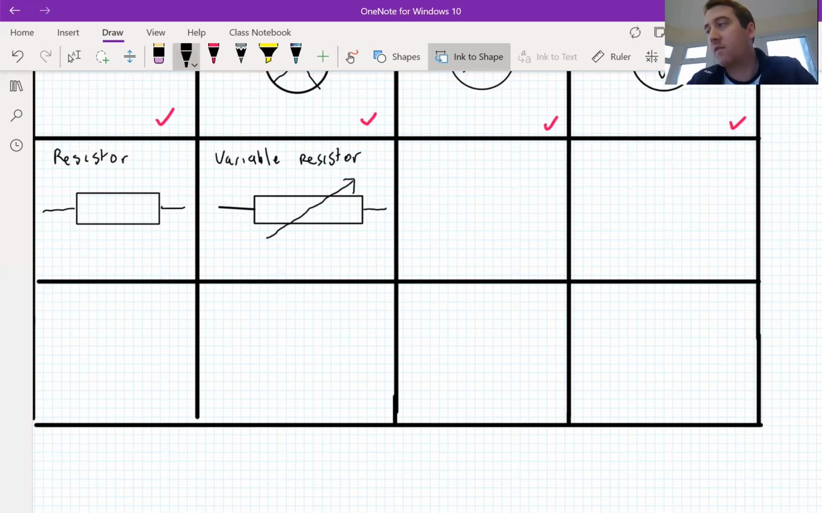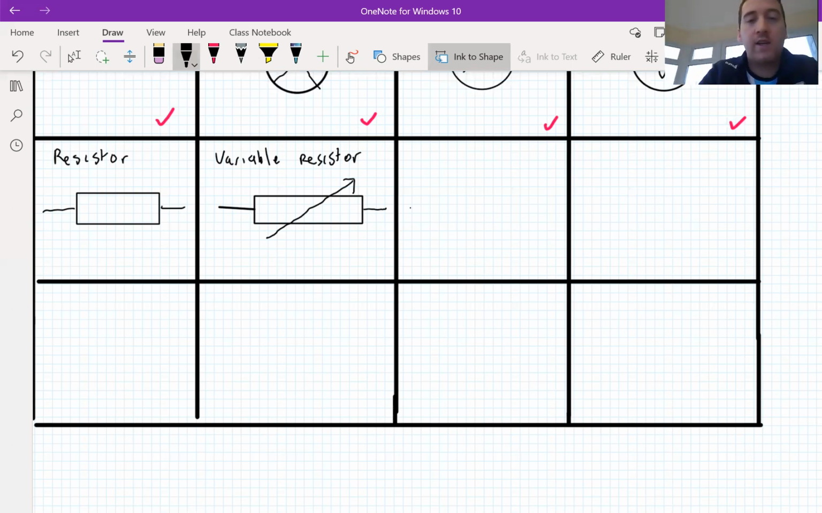Variable resistor. So it's still a resistor like the first one. It limits the flow of current, however, the resistance can be changed for this one because it is variable. So this one you can set to 10 ohms. Then it's got a little twisty knob on it that you can turn up the resistance. So you can start it low at 1 ohm. You can turn it up to 10 ohms. You can turn it up to 100 ohms. So it's just a resistor that you can change the resistance of.